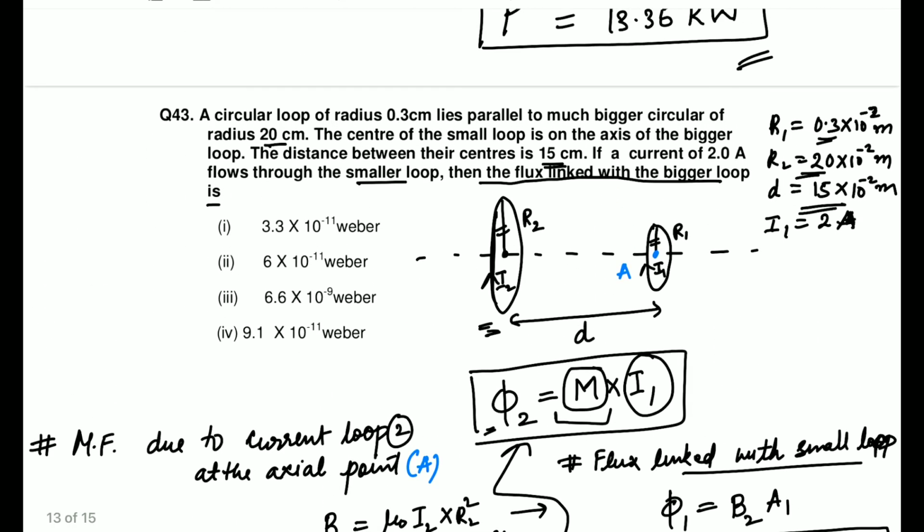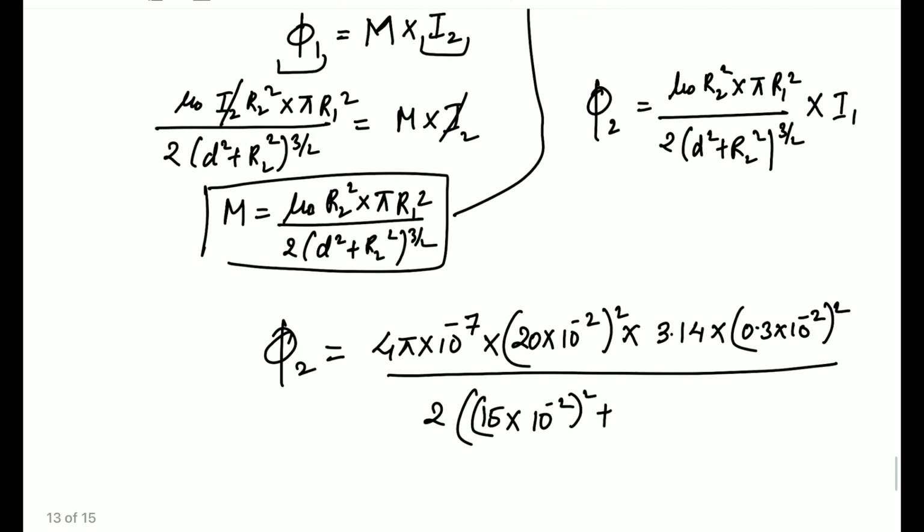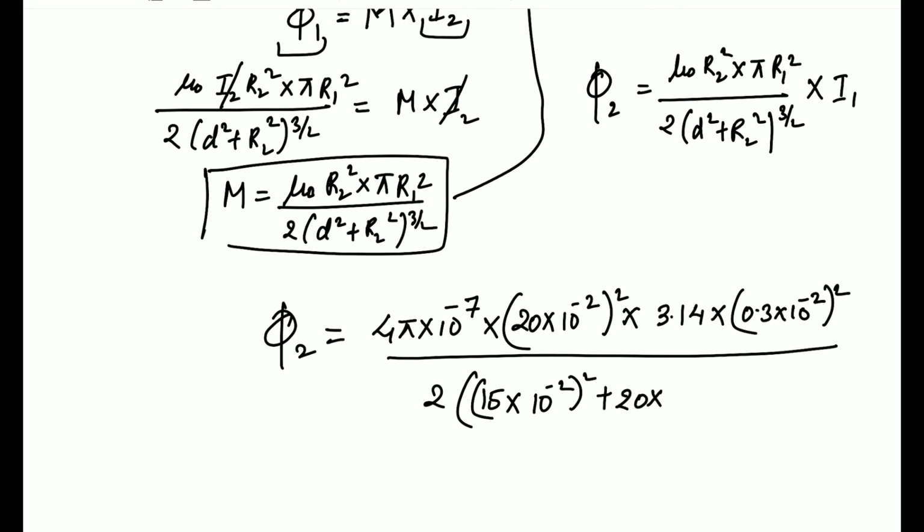2. Now radius 2, what is your radius 2? It's again 20 into 10 to the power minus 2. So you can write it here 20 into 10 to the power minus 2, whole squared, right, to the power 3 by 2, multiplied by the current I1, right?